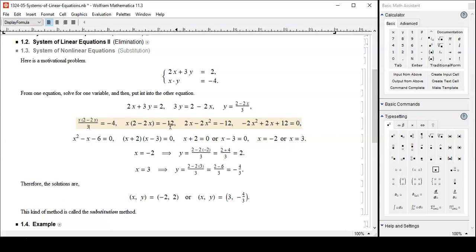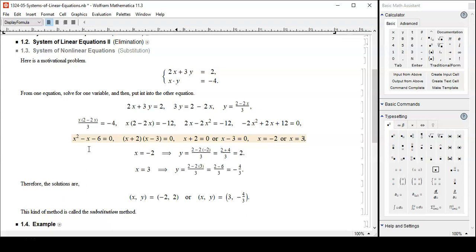Flip the denominator to the other side, you get no denominator. Step 1, denominator. Step 2, parentheses, so break it up. And then step 3, take the like terms: x squared term, x term, and the constant term. Everything in standard form, right-hand side is equal to 0. And then simplify. Everything is an even number, divide by 2, so we get x squared minus x minus 6 equal to 0. What do you do next?